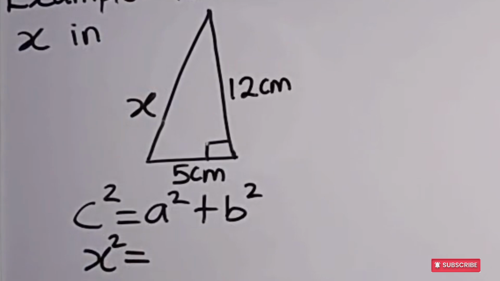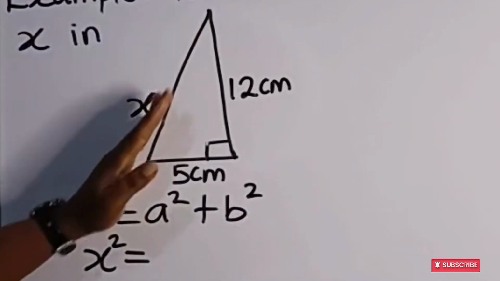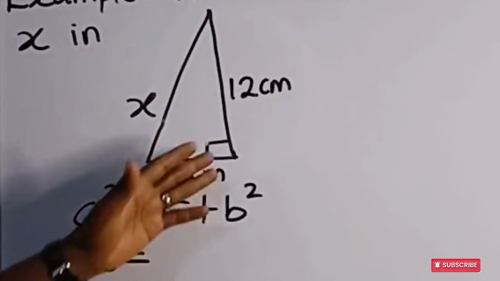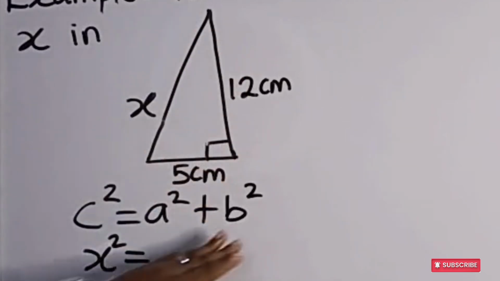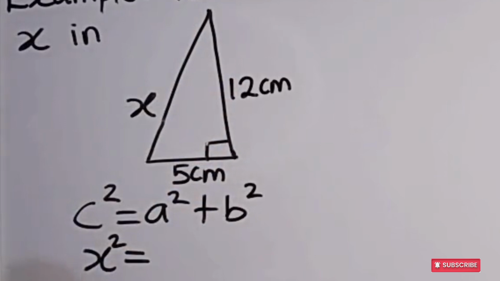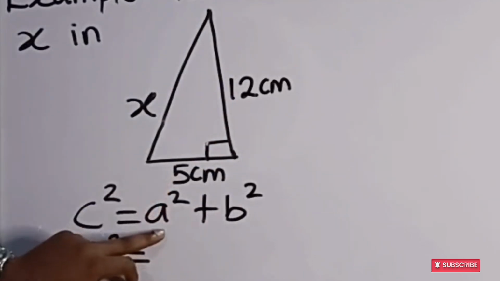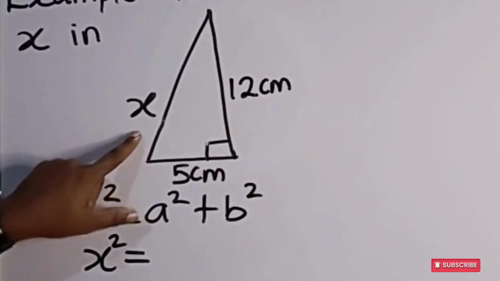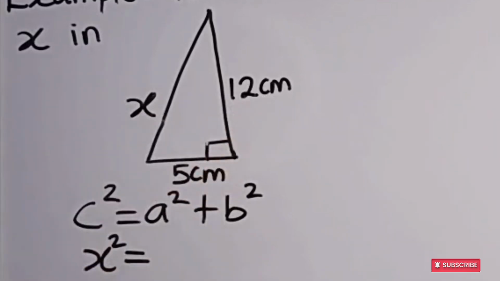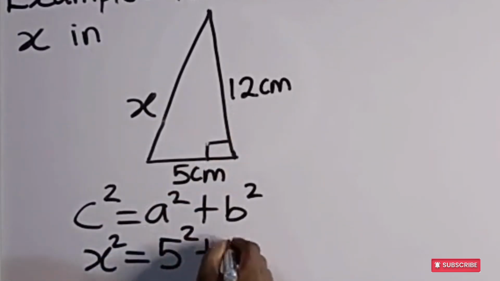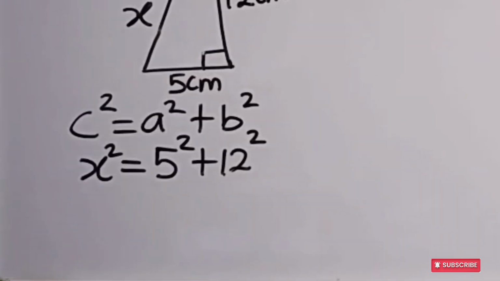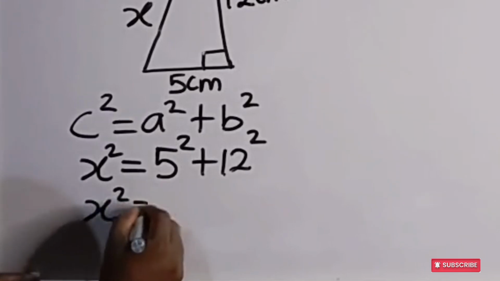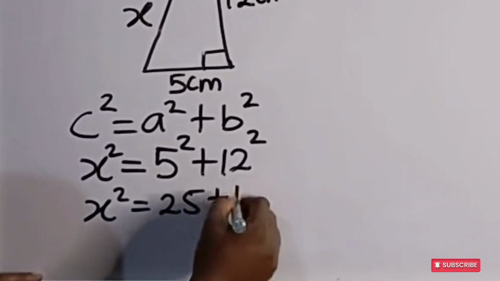So once you have identified x, or once you have identified C, the next thing you need to do is give these other two values to any of the other ones. So I can decide to call this A. Whichever one I decide to choose, I will get the same answer as long as I identify C correctly. So let's call this A and let's call this B. So 5 squared plus 12 squared. 5 squared is equal to 25. 12 squared is equal to 144. So x squared is equal to 25 plus 144.